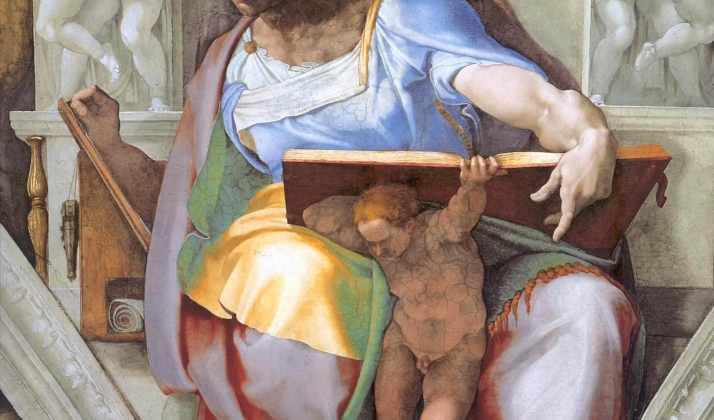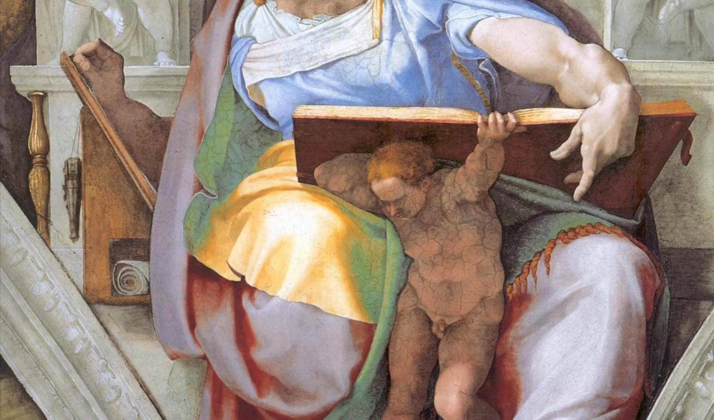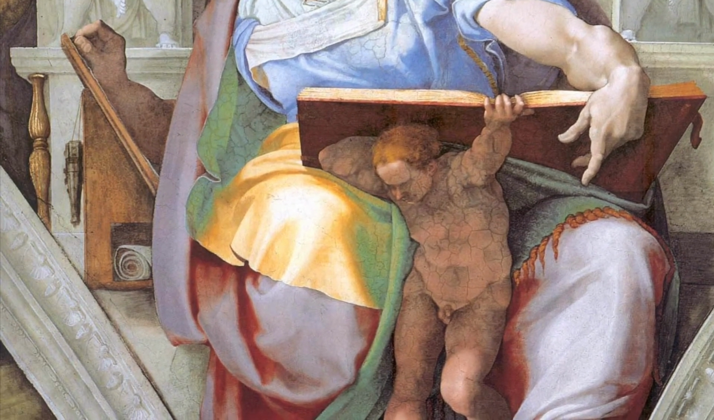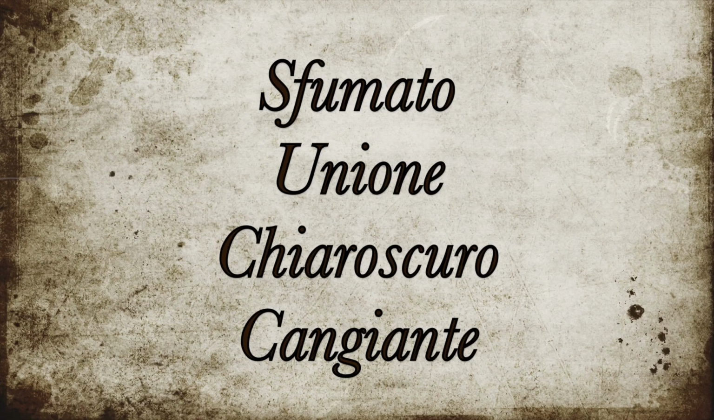Look at the robe of the prophet Daniel here. You can see that the shaded part of the robe is painted green, but the highlighted part is yellow. Understanding these 4 canonical painting modes can be of great help when observing and viewing Renaissance paintings.